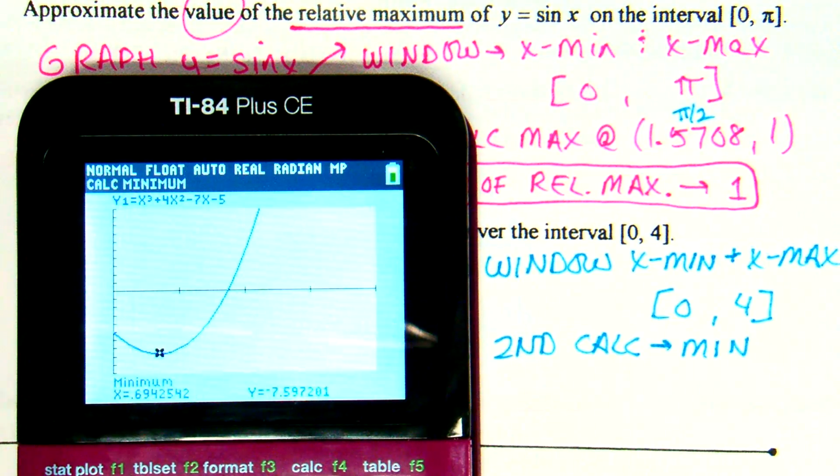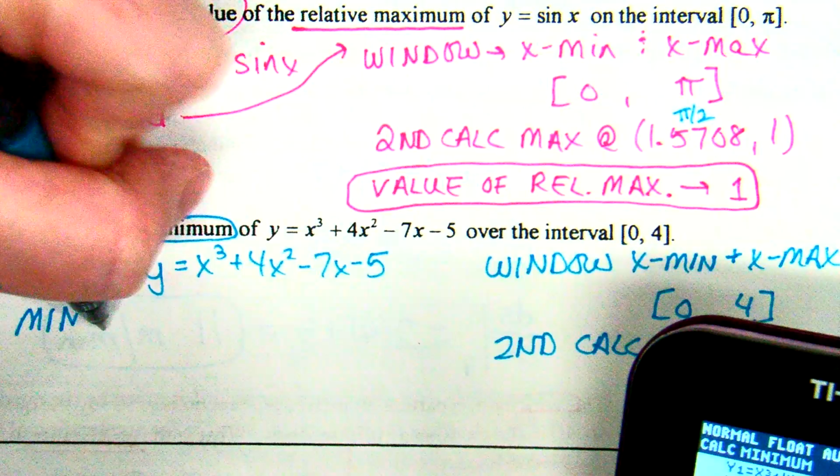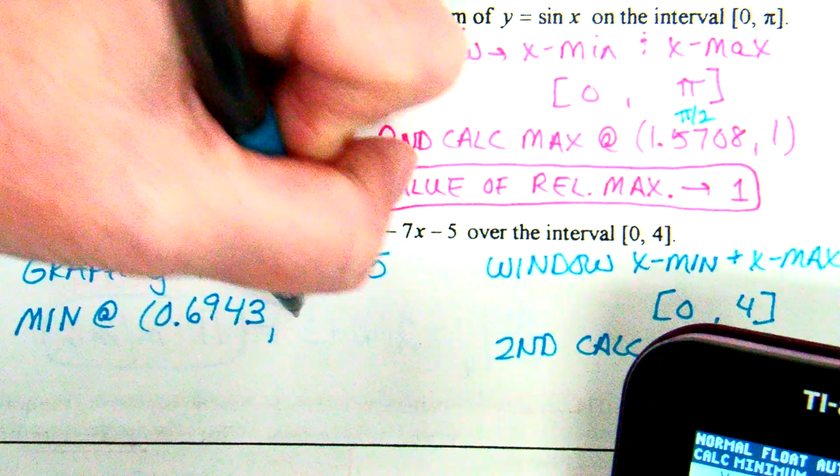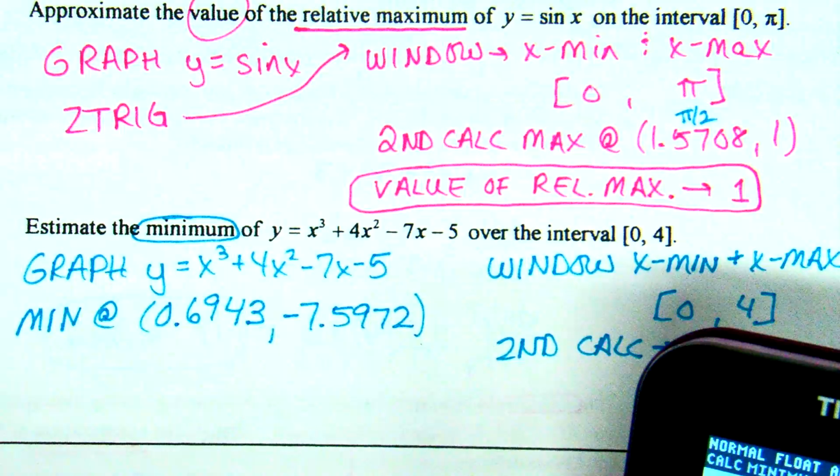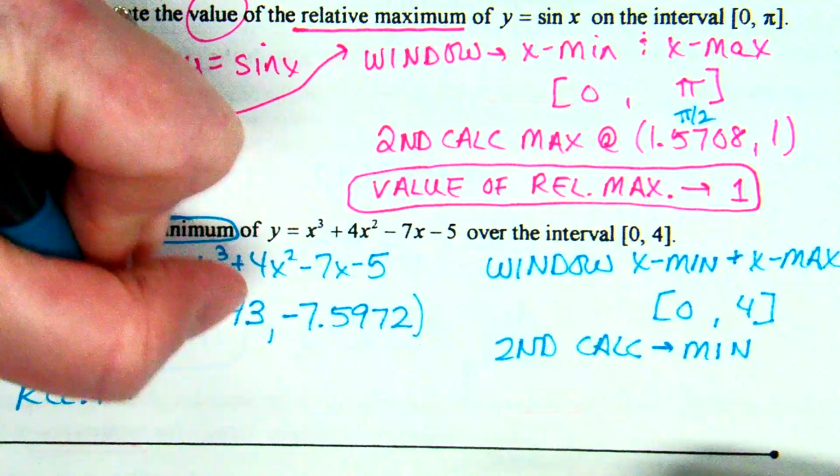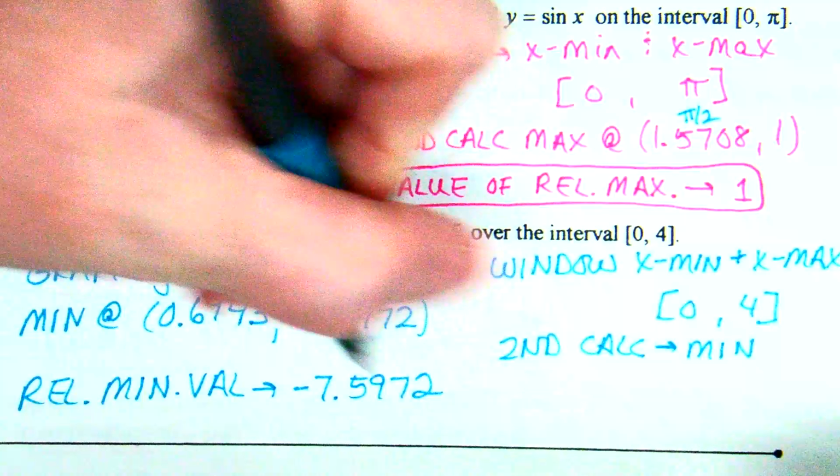Okay. So there I got my minimum at 0.6943, comma, negative 7.5972. So what is my relative minimum value? Negative 7.5972. You got it. The negative 7.5972 is the value we're really looking for there.